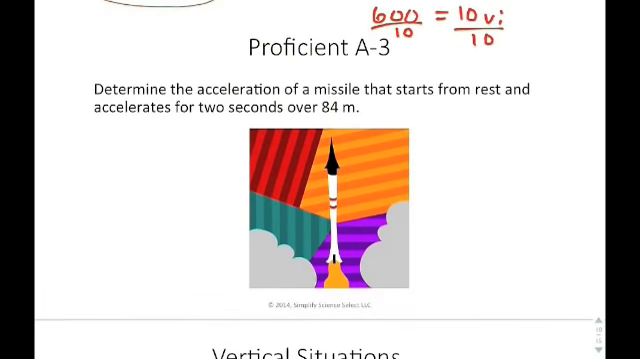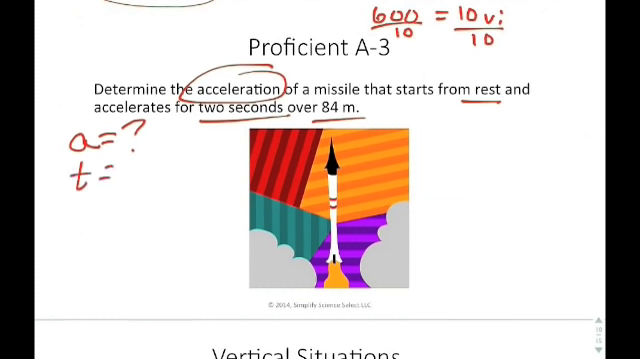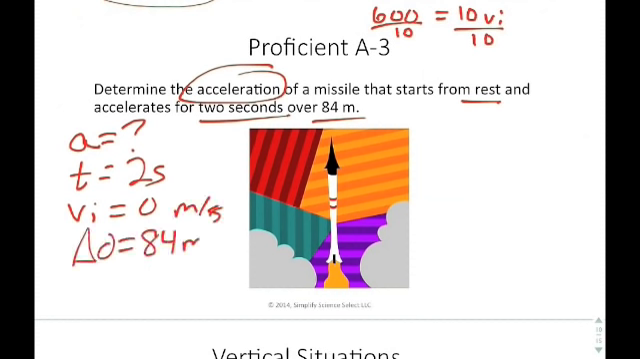In the next example, it says determine the acceleration of a missile that starts from rest and accelerates for 2 seconds over 84 meters. So if we look at it, we're trying to determine the acceleration. We know it starts from rest and accelerates for 2 seconds over 84 meters. So we know we're trying to solve for a. We know that the time is 2 seconds. Oh, we missed the initial velocity being 0. And we also know that the displacement is 84 meters.